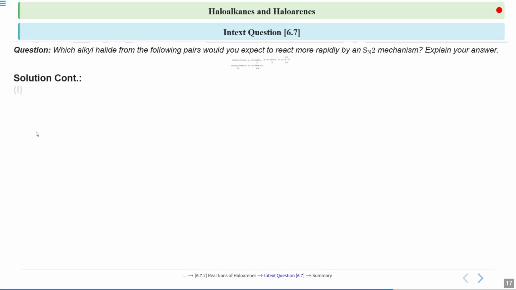So we will start checking by first pair. The first is 1-bromobutane and the second is 2-bromobutane. They are different just by the position of the bromine's attachment to the carbon. In the first case, the bromine is attached to the first carbon. In the second case, the bromine is attached to the second carbon. So it is 1-bromobutane and 2-bromobutane.